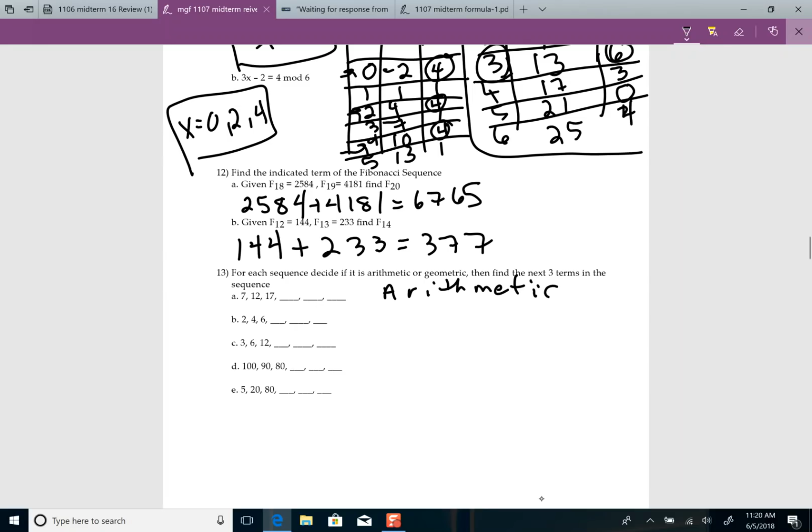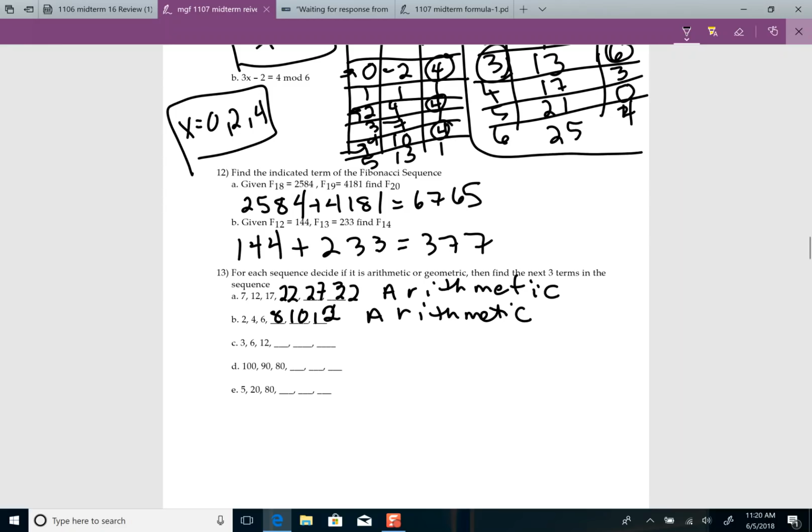In the next 3 terms, I just need to add 5 some more. So 5 and 17 is 22, 5 and 22 is 27, 27 and 5 is 32. It's kind of an ugly 32, but it works. Okay, then the next one, I have 2, 4, 6. Important, pay attention to, am I adding 2 or am I multiplying by 2? At first it's hard to tell until I get to that 4 and 6 where I can see I am adding, so this is arithmetic as well. So the next 3 would be 8, 10, and then 12.